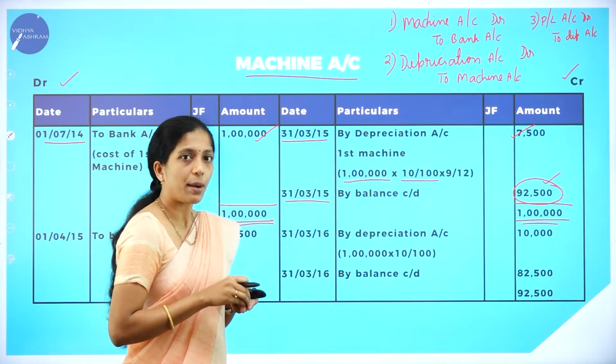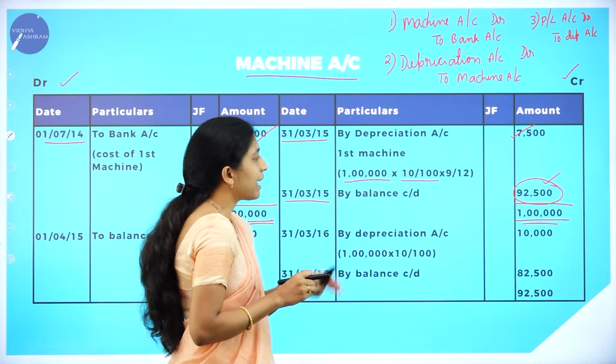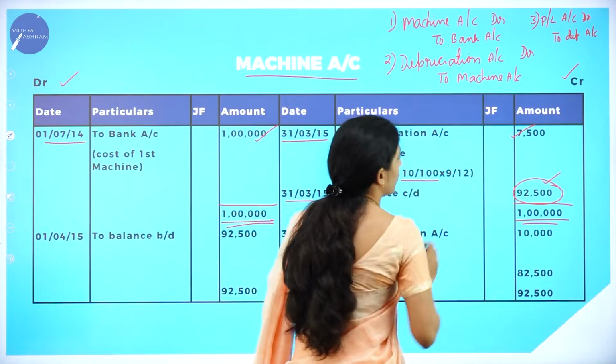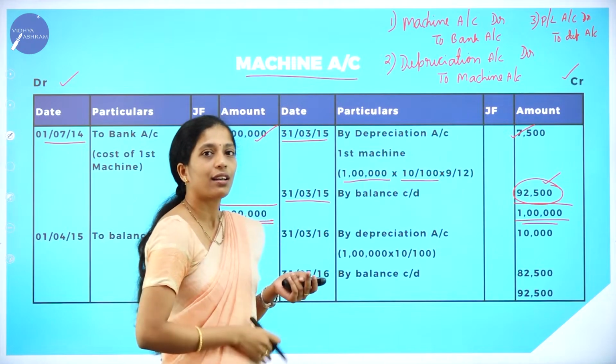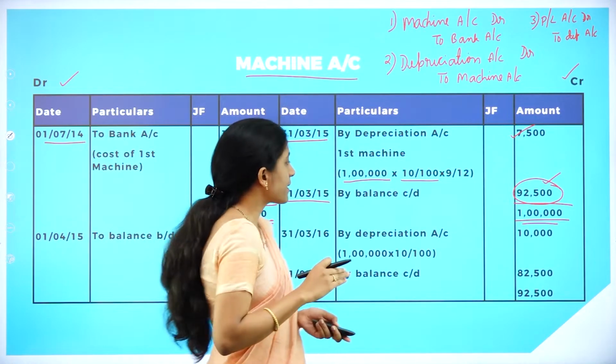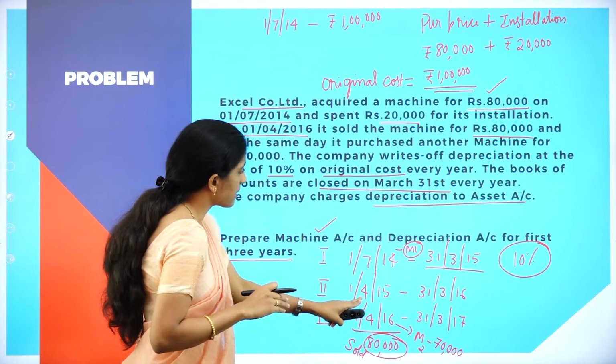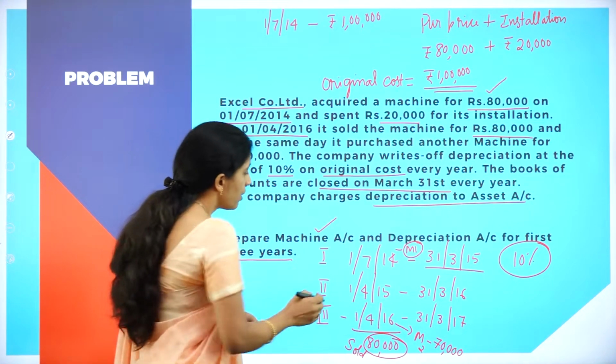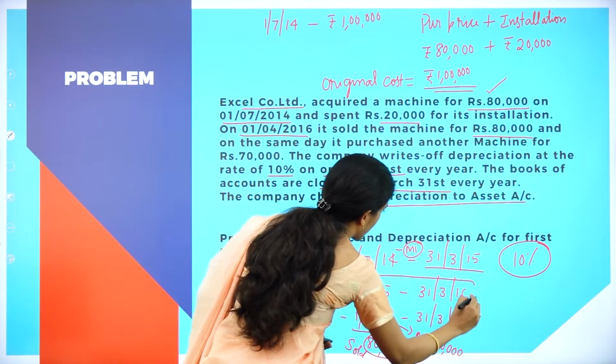31st-3/2015, that is end of that particular financial year, by balance carried down. How much? 92,500. Hope you are clear with the first year. Now come to the second year. Let us see, anything happened in the second year? No, nothing. So we are having only one machine in our business.